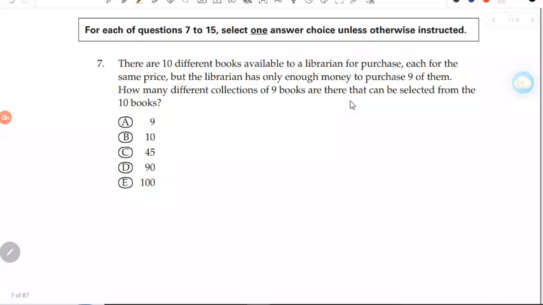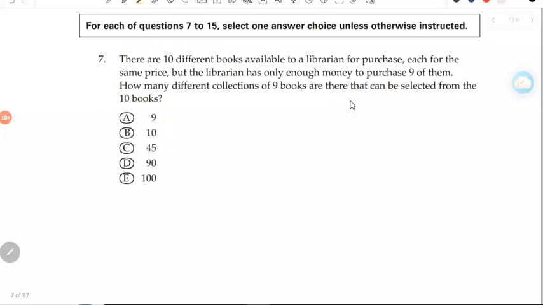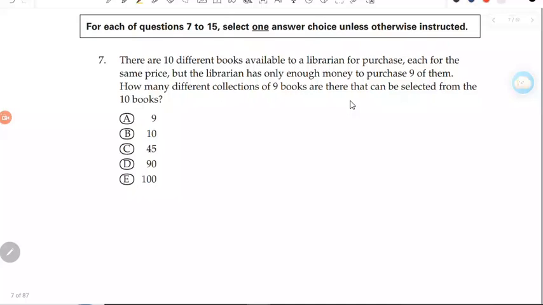Number 7. There are 10 different books available to a librarian for purchase, each of the same price, but the librarian has only enough money to purchase 9 of them. How many different collections of 9 books are there to be selected? So this is combination, because order doesn't matter, right? So this is selecting 9 books from 10, or what do you think?